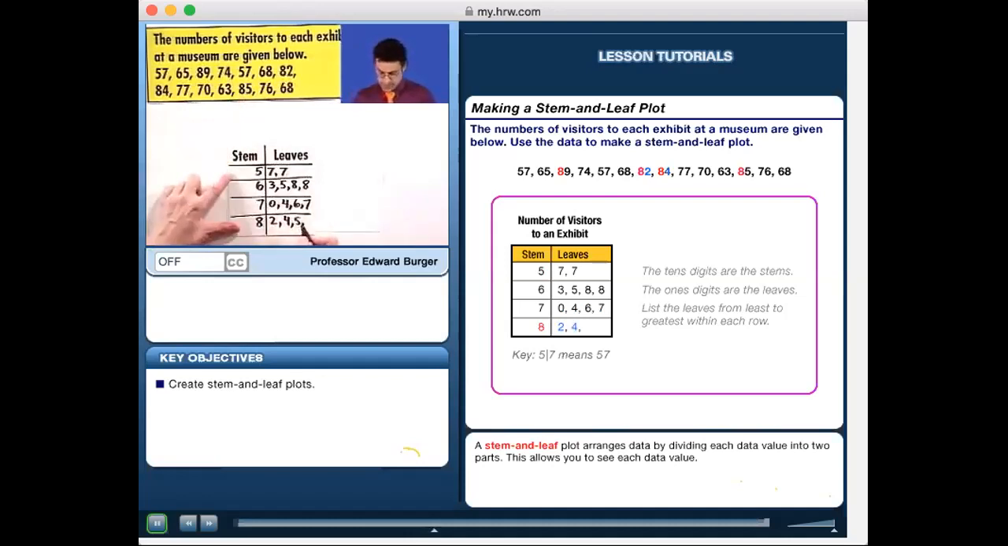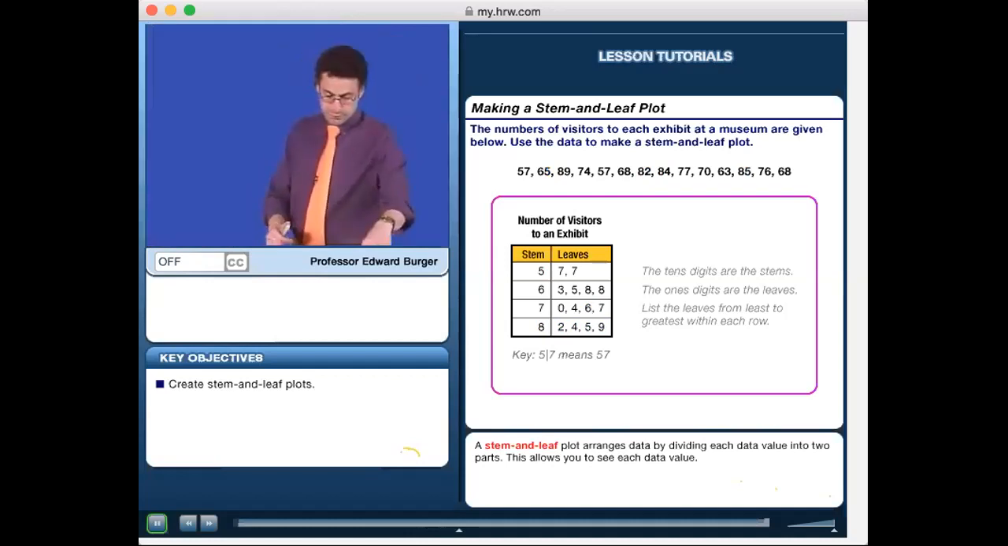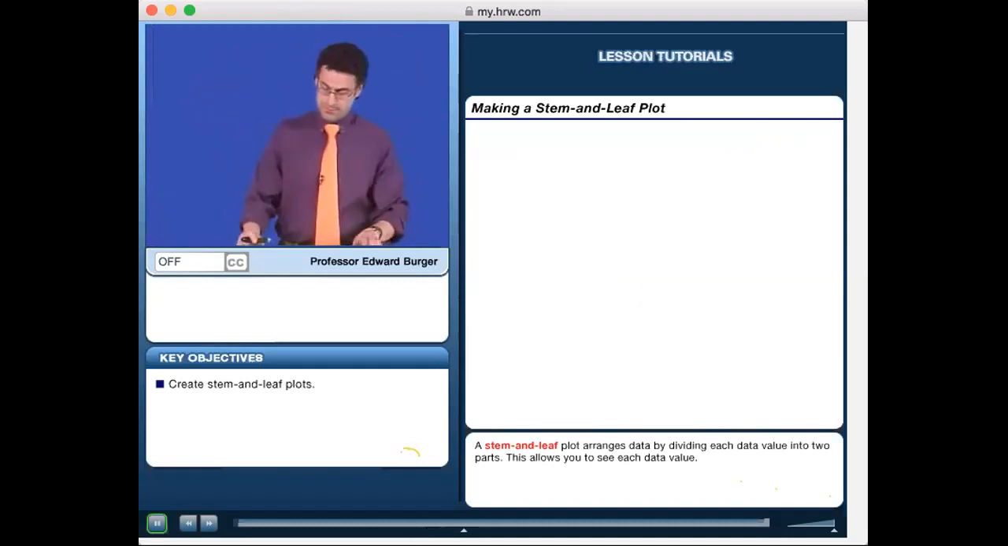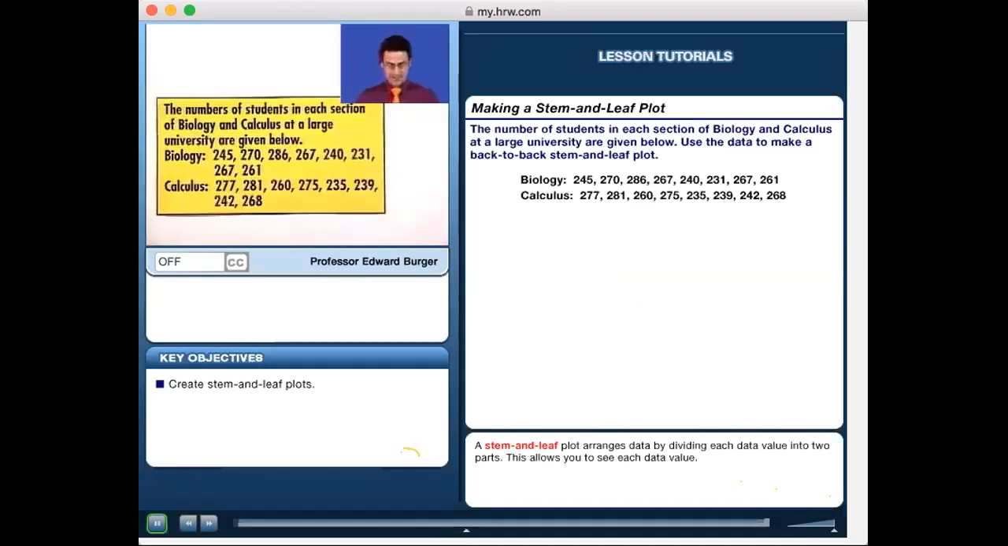85, and 89. And so here we get a sense of how the data is clustered. We see that there are about the same number of people in the 60s, 70s, and 80s in terms of the numbers visiting various exhibits. And so you can get a sense of the size of the data by looking at this stem and leaf plot. Now, in fact, if you have lots of data, you can do stem and leaf plots all at once. All right, check it out. The numbers of students in each.